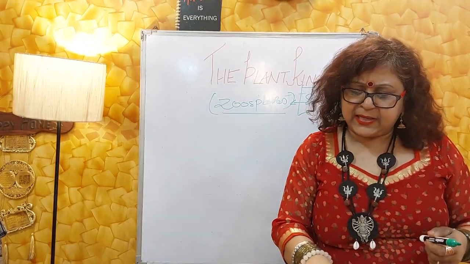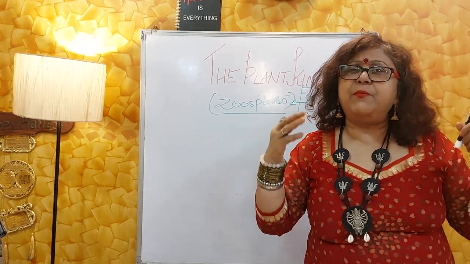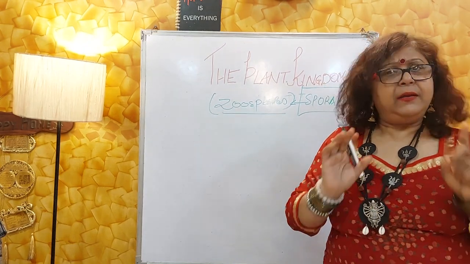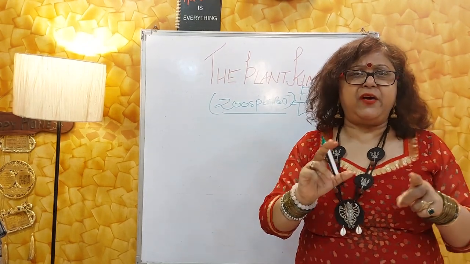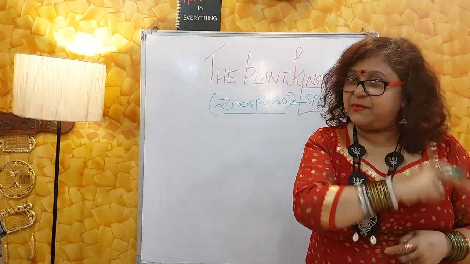Examples are Chlamydomonas, normal vegetative cells, or if it is a modified vegetative cell, then that example is Vaucheria. Okay, so the zoospores are the first way of reproduction. Now, another mode of reproduction is the sexual mode of reproduction.